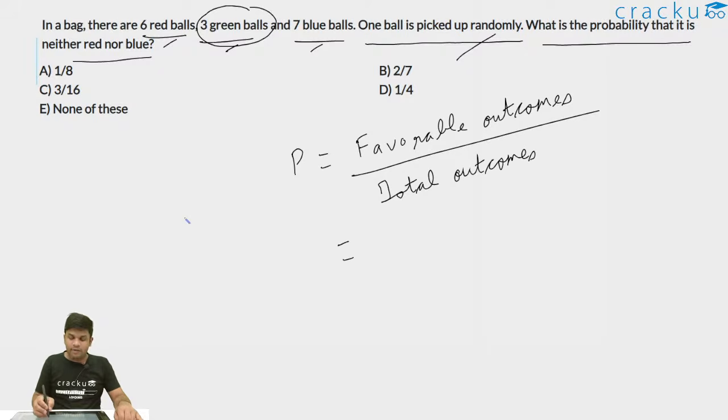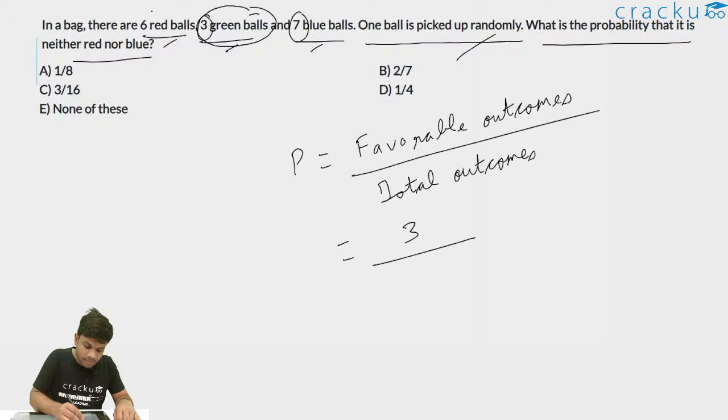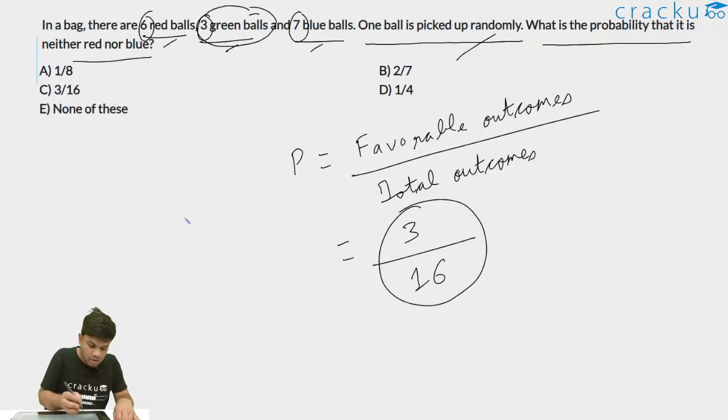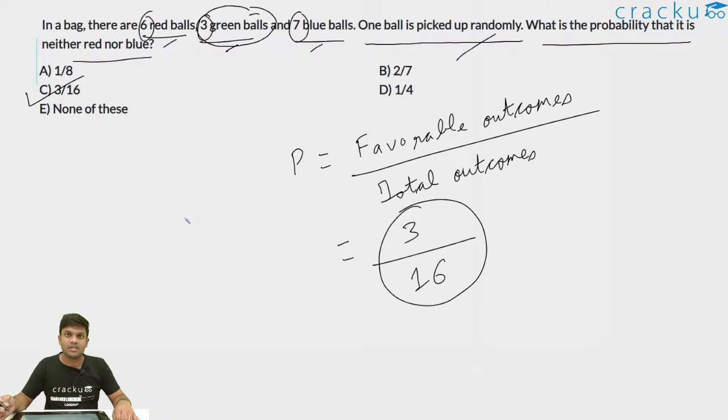In this case our favorable outcome will be the number of ways we can take out a green ball. There are 3 green balls, so we can take out a green ball in 3 ways. Divided by total outcomes. The total number of balls is 7 plus 3 plus 6, which is 16. So we can take a ball out in 16 different ways, where we can take any one of the balls out. So the total outcomes is 16. So the probability is 3 by 16, and our answer is option number C, which is 3 by 16.